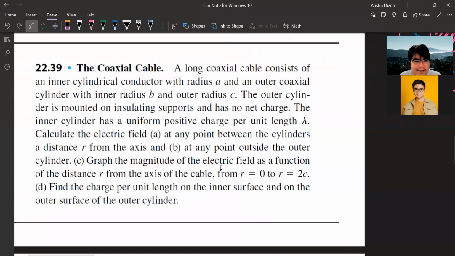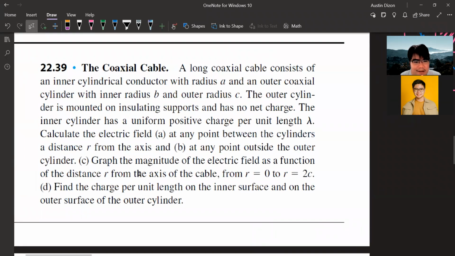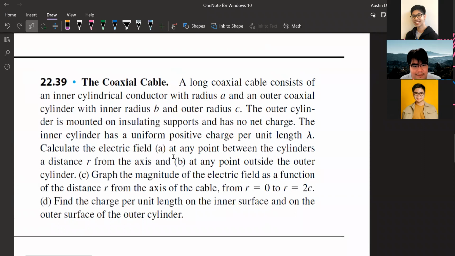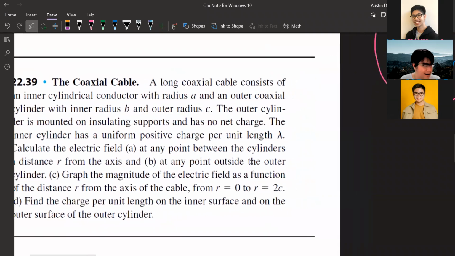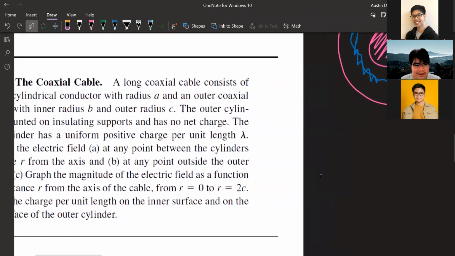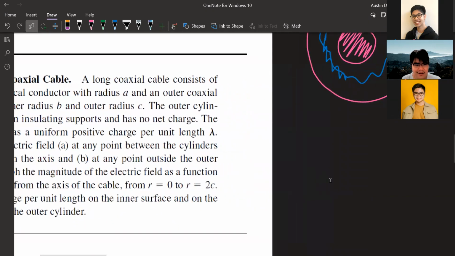Sandro, what's your answer? Anong sasagutan mo? A, B, C, D? Yung sa A po ba ay lambda over 2 pi epsilon r. Okay. Anong direction? Radial direction. Okay. Tama. Very good. May bonus points ka.